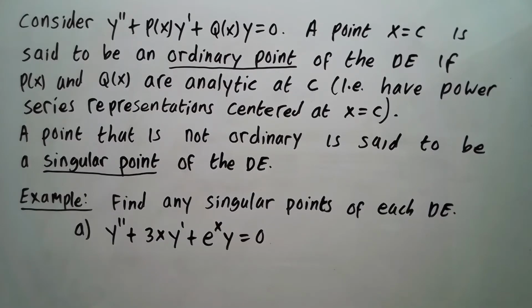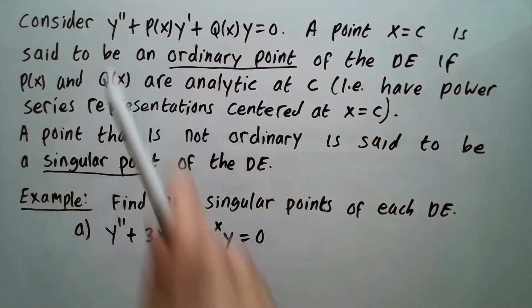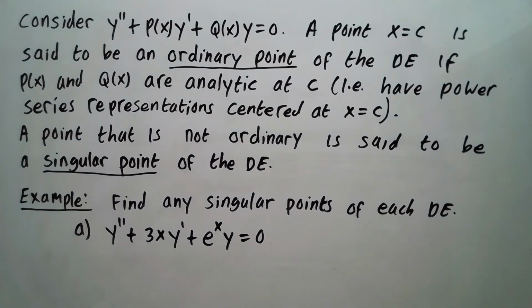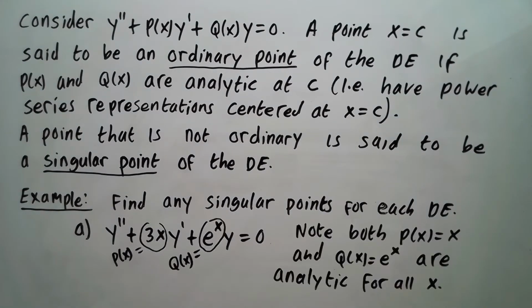Okay, so an example: find any singular points for each differential equation. Say A, we have y double prime plus 3xy prime plus e to the x y equals 0. So the 3x would be my p of x, and the e to the x would be my q of x.